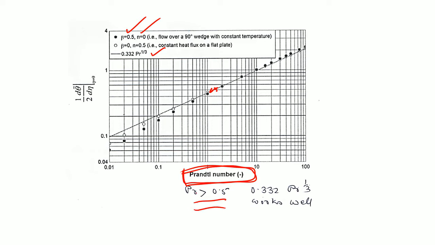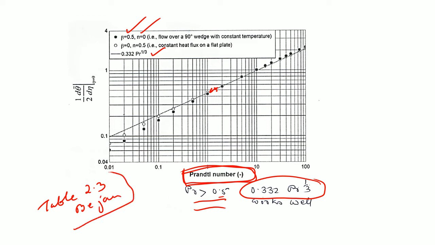Okay. So, for Prandtl number greater than 0.5, the correlation works pretty well. Basically this 0.332 times Prandtl number to the power of 1/3 correlation works pretty well. You also can look at Table 2.3 of Bejan, in order to see what the solution for theta is for different m.